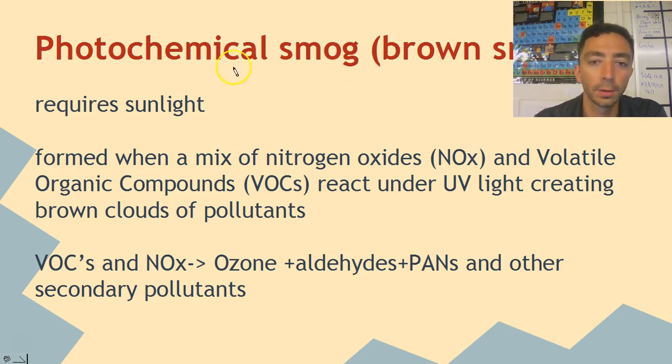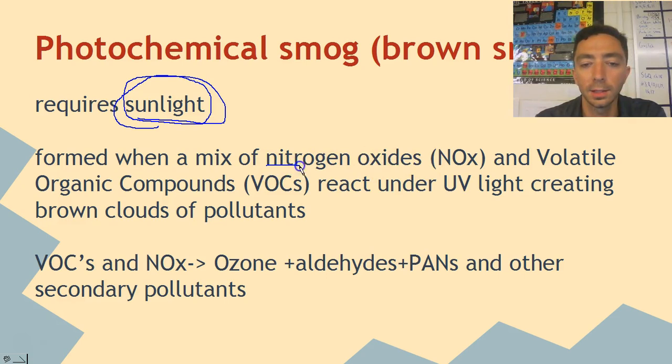So we'll start with photochemical smog. This is known as brown smog. It's photochemical, meaning that it requires light, and that light is going to be from sunlight. Nitrogen oxides are the main cause of this, and we tested these in our air pollution of vehicle exhaust lab. And so these nitrogen oxides, along with some VOCs, are going to get broken up by UV light. And when that happens, it produces a couple different things. Ozone is one of those things, aldehydes are another one, PANs are another one, and some other secondary pollutants.